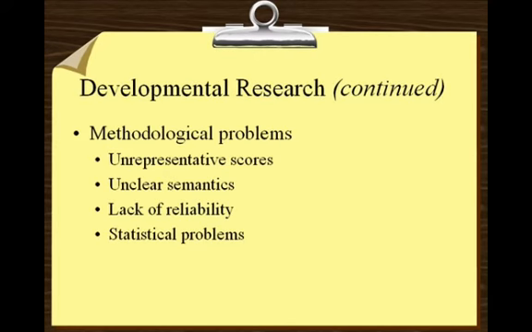We have the following methodological problems with these methods. We have 4 of those. The first one is called unrepresentative scores. We've talked about this previously. It's called outliers. These are individuals that really don't represent the population. When we talked about the bell-shaped curve, they're either on the far left or far right of the curve, and they really just don't represent our true population, and they can really mess up our scores.